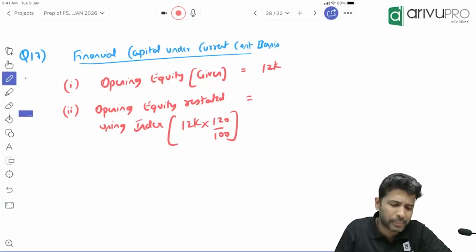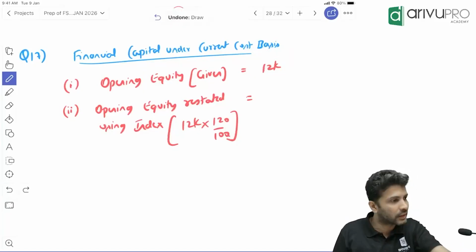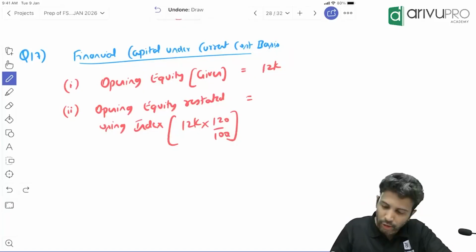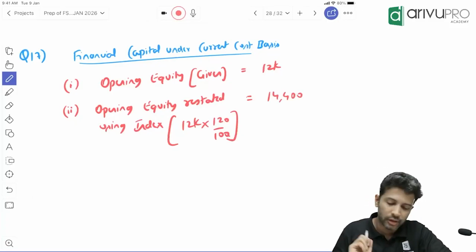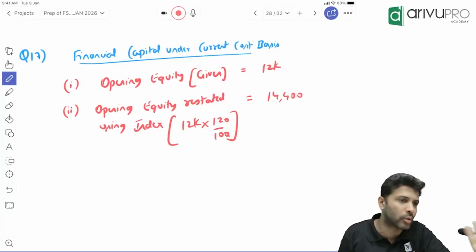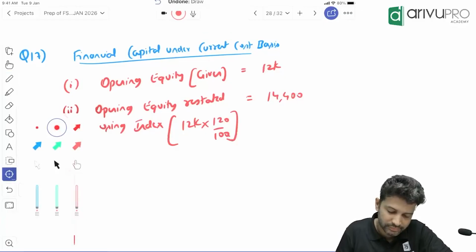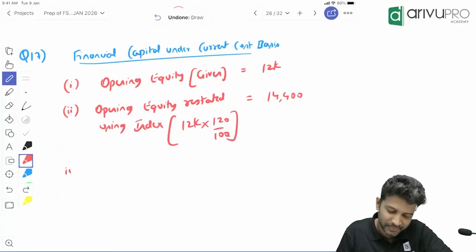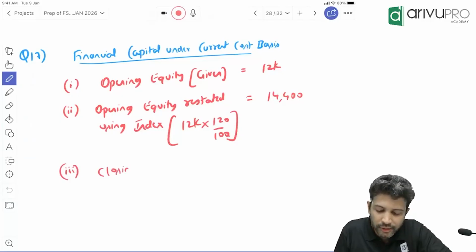14,400. Multiple ways to calculate. From 100, if the index has become 120, that means a 20% increase. You can add 20% of 12,000 and you will get the same number. That way also is okay. I believe in the proportionate method of doing it. Easy now, people. First, you do the restatement of your opening capital using the index or price, whatever they have given. Now, closing equity. Sir, how do you get closing equity?